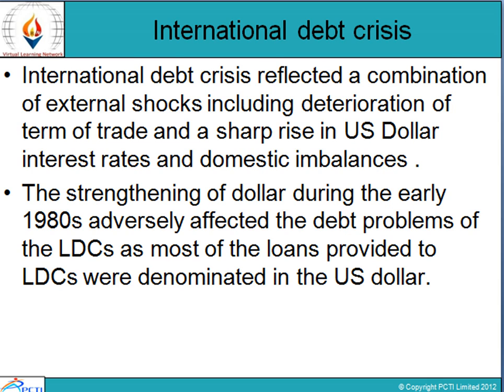The international debt crisis also reflected a combination of external shocks, which included deterioration of the terms of trade and a sharp rise in the US dollar interest rate, and domestic imbalances, which could be large fiscal deficit and currency overvaluation. Now, there have been negotiations between the commercial banks, LDCs and the IMF which were held. So in 1983, the IMF funding bill was passed to provide additional funding to those LDCs that could meet specified economic goals.